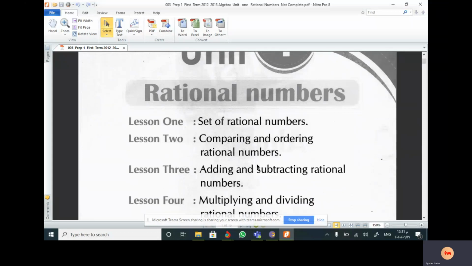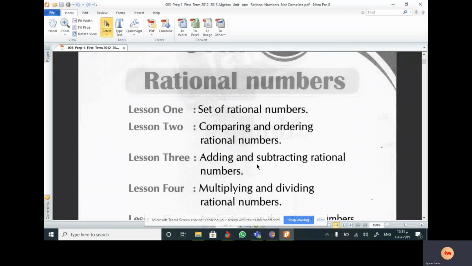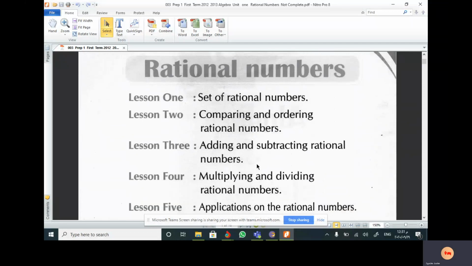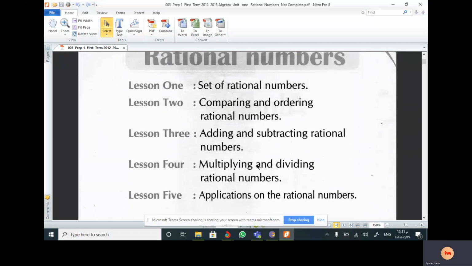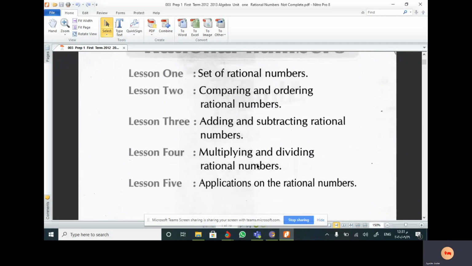First lesson is set of rational numbers. Lesson 2 is comparing and ordering rational numbers. Lesson 3 is adding and subtracting rational numbers. Lesson 4 multiplying and dividing rational numbers. Lesson 5 is application on rational numbers.